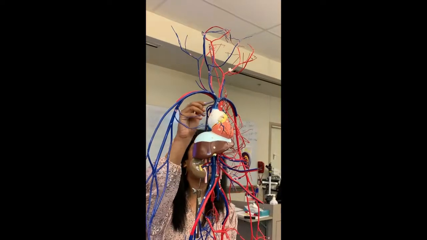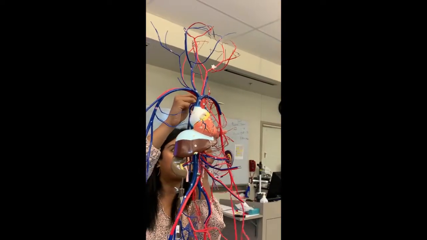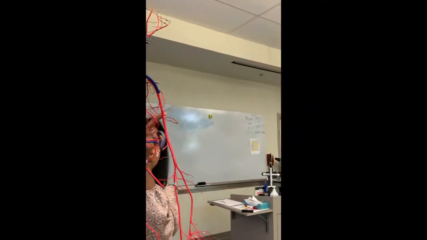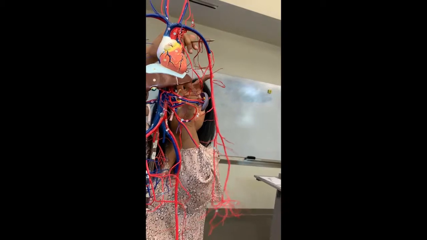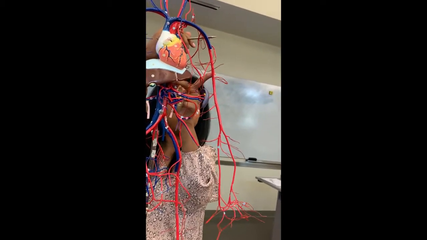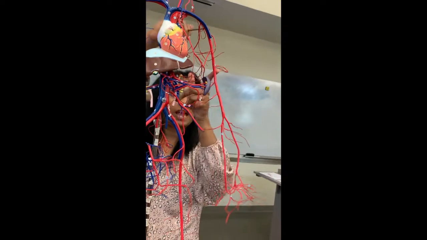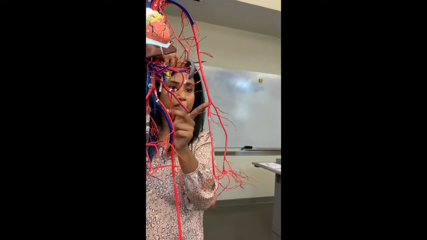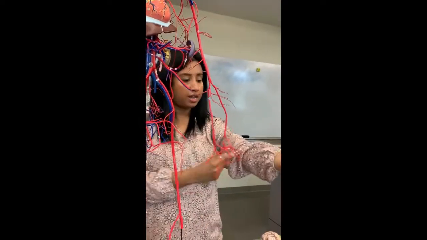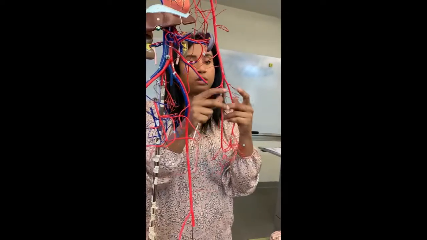Now, you know that this is the subclavian, right? Subclavian, as it comes here, this segment here is called axillary. Why? Because that's the armpit region. Axillary region. So this is your axillary artery. This is your brachial artery. Subclavian, axillary, brachial.